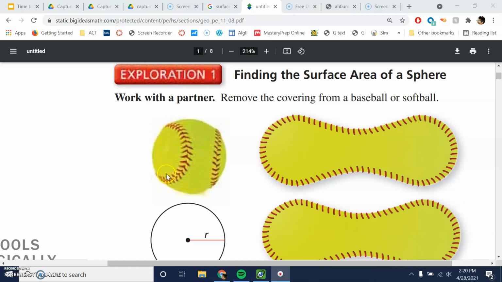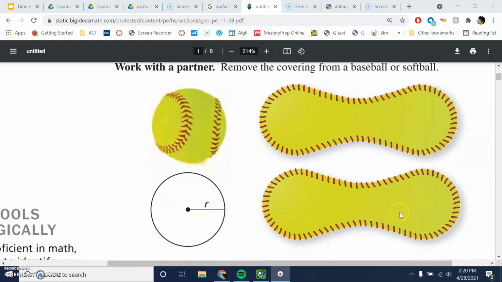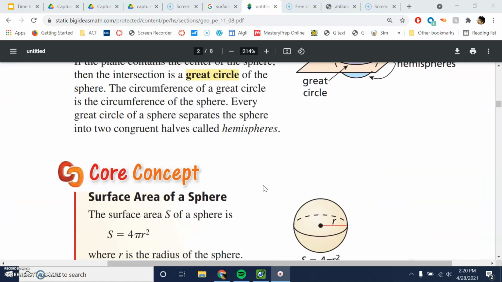So, if you take all these laces out and lay it flat, you get these two shapes. But I don't know the area of these two shapes. That's not a rectangle, that's not a circle, that's not a triangle. How are we going to find the surface area if we don't really know what it is? Well, let's look at this picture down here.